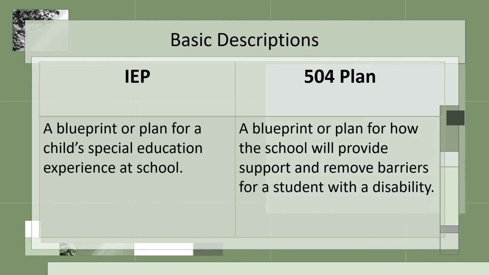So let's talk about the basic descriptions. An IEP is a blueprint or a plan for a child's special education experience at school. A 504 plan is considered a blueprint or a plan for how the school will provide support and remove barriers for a student with a disability.